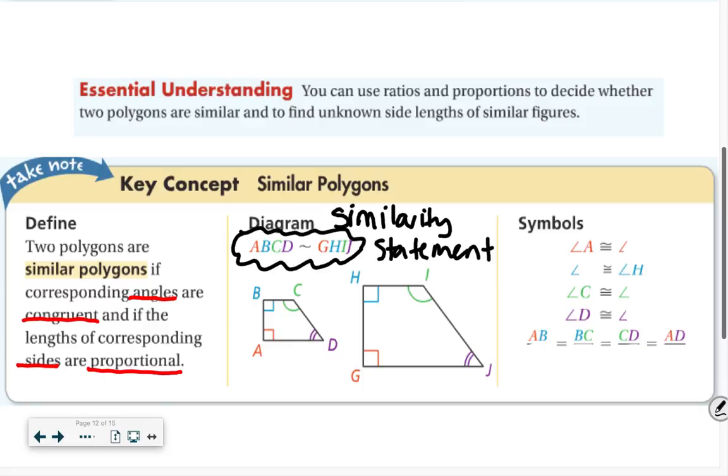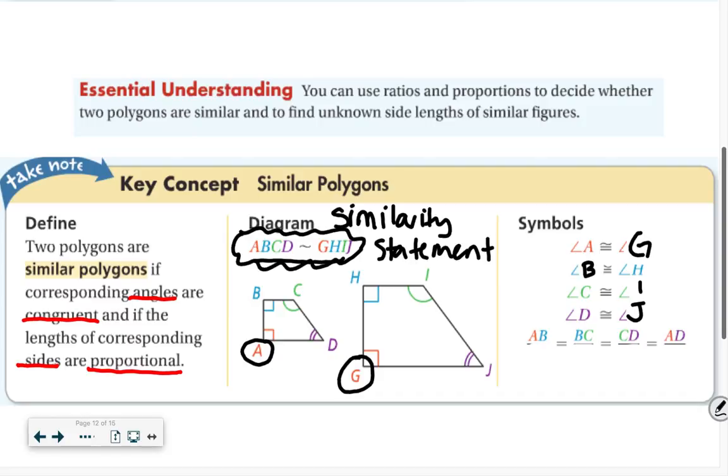Or you can look at your polygons, and so for our angle matching, if I said angle A, what angle of this shape matches A? G. So they have to be congruent. What matches up with B? Or I'm sorry, H? B. What matches with C? I. And D? J. So our angles have to be congruent. They can be matched, like I said, either with the picture or with our statement right here.